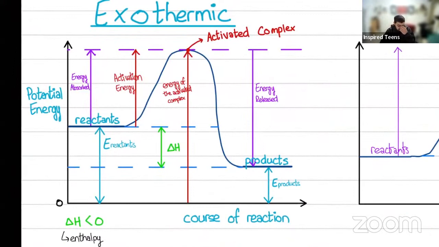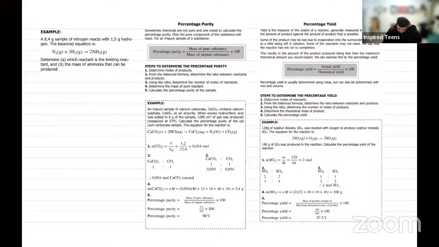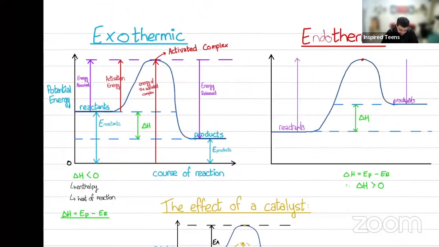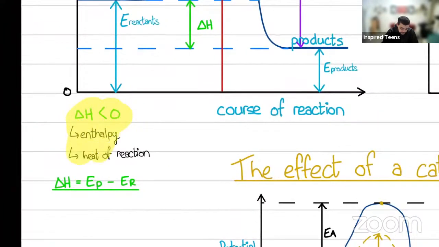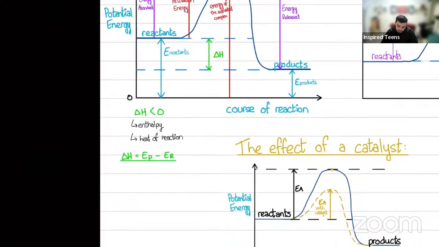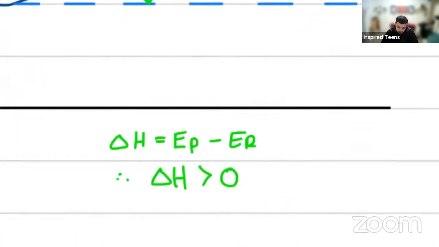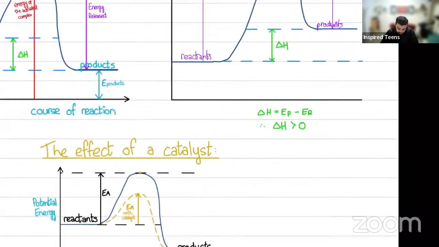So here we can see the energy of reactants. We can see the energy absorbed, energy released, activation energy, the energy of the activated complex, the activated complex itself, where the reactants stand, where the products stand, and their energy respectively. We can also see a delta H. Delta H is less than 0 in exothermic. Delta H is enthalpy, heat of reaction, and in endothermic, delta H is greater than 0. Delta H is calculated by EP minus ER.